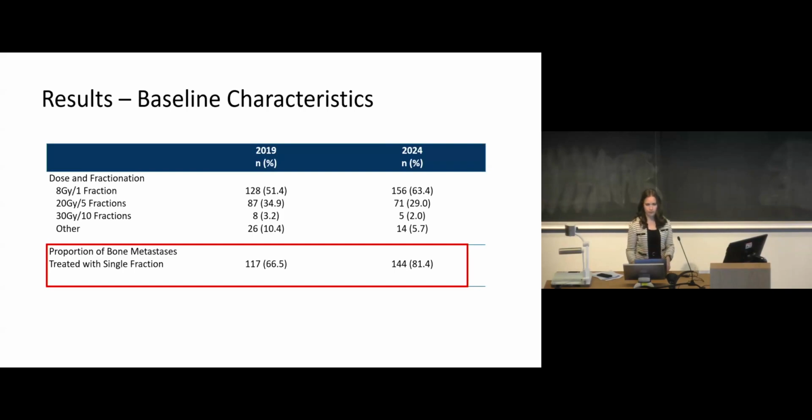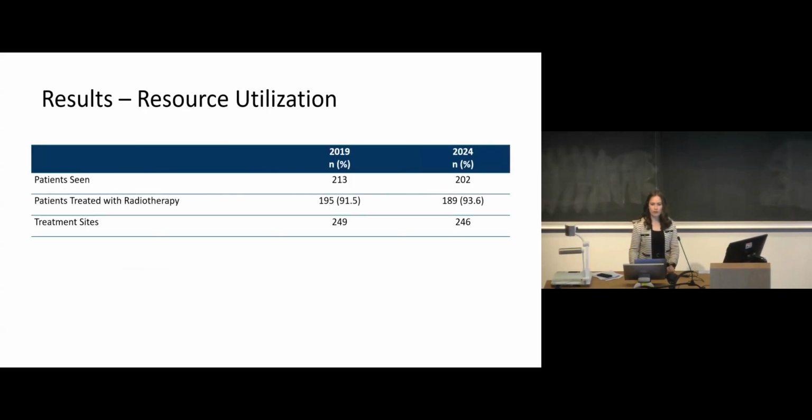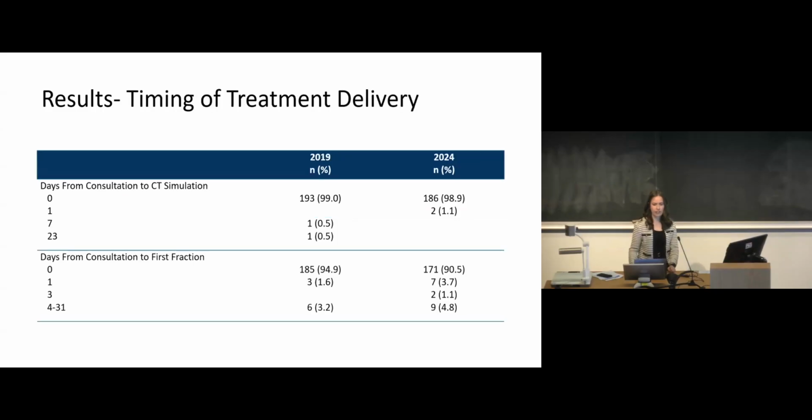Looking now at resource utilization specifically, in 2019, 213 patients were seen, with 92% of these patients receiving treatment to 249 sites, and in the 2024 cohort, 202 patients were seen, with 94% receiving radiation to 246 sites. In terms of the timing of treatment delivery, we can see in both cohorts the overwhelming majority of patients did receive treatment on the same day as both their consultation and their CT simulation or their CT planning scan.